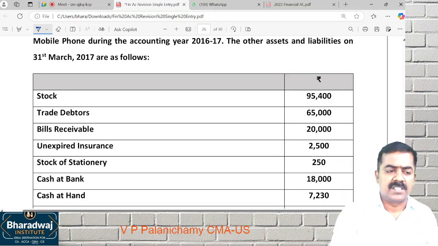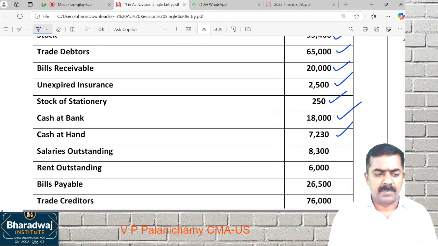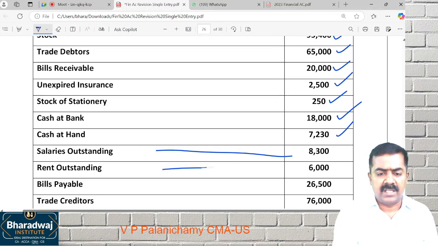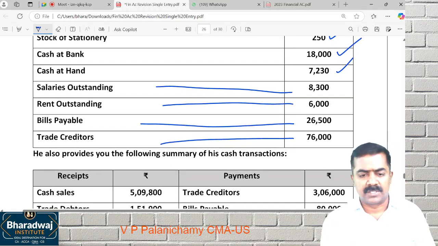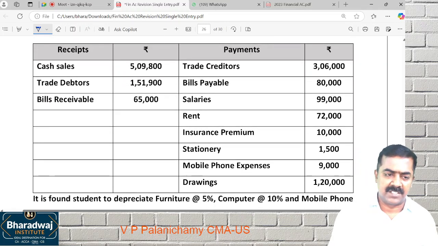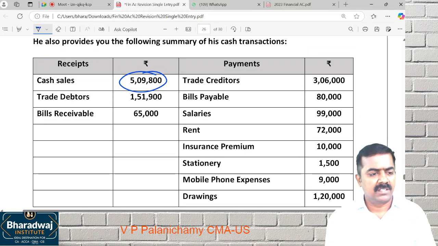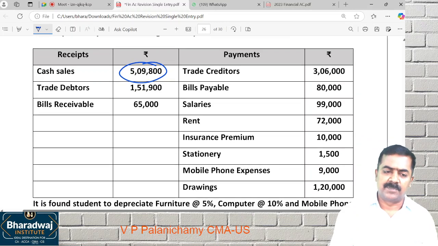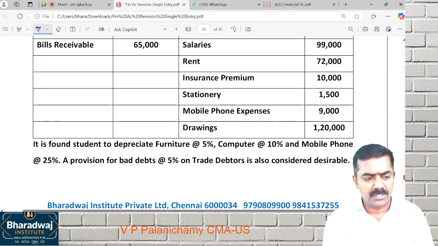At the end of the year, what is given? Closing stock, closing debtors, bills receivable, unexpired insurance, closing stock of stationery, bank balance, and which one? Cash balance is given. Salary outstanding, rent outstanding given. Bills payable and which one? Creditors given. Everything is given. He provides you the summary of cash transactions, receipts and payments account. Debtors, bills receivable, creditors, bills payable, salary, rent, insurance premium, stationery, mobile phone expenses, drawings are given.